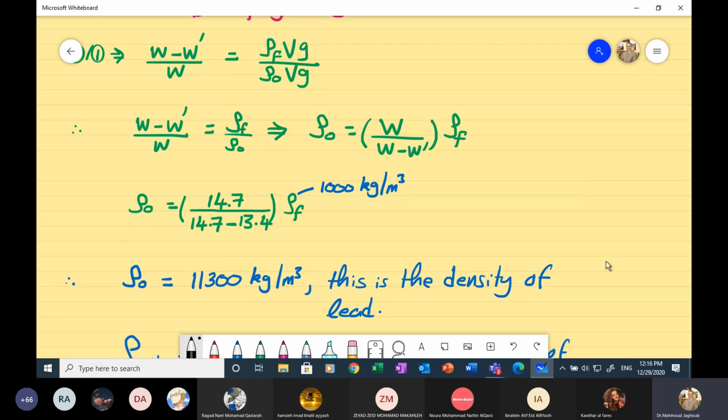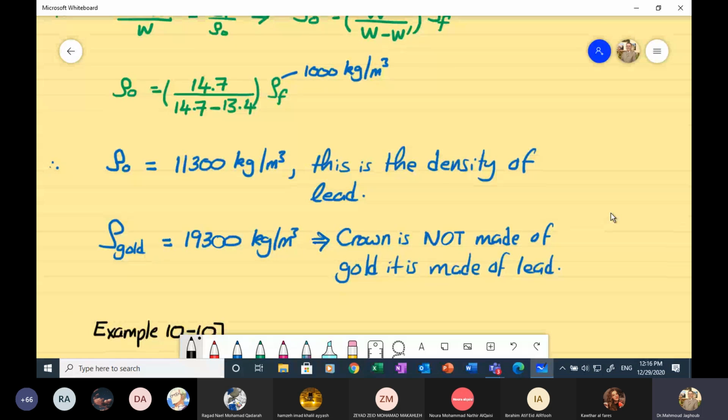You will get that the density of this object is 11,300 kilograms per meter cubed. Now, if you go to the tables in your book, this is not the density of gold. This is the density of lead. So, is the crown made of gold? The answer is no. What is the density of gold? The density of gold is 19,300 kilograms per meter cubed.